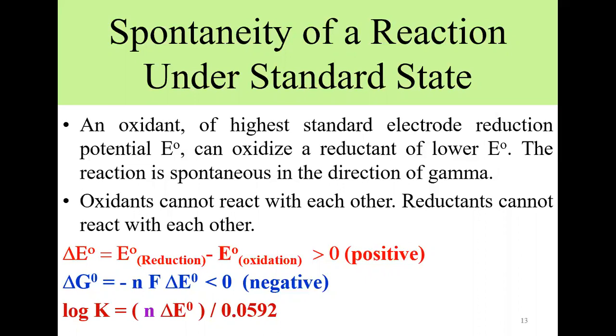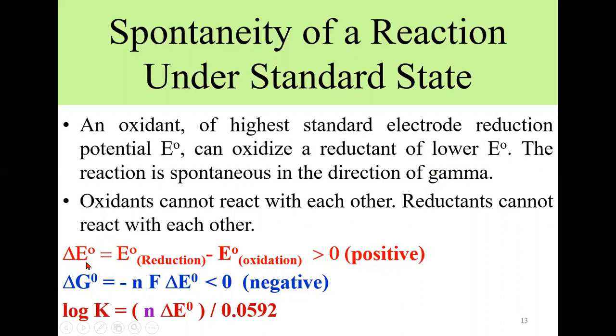A reaction is spontaneous if an oxidant, which has the higher standard reduction potential E0, reacts with or oxidizes a reductant, and that reductant must have a lower E0. In that case, the direction will be in the gamma direction and the reaction will be spontaneous.